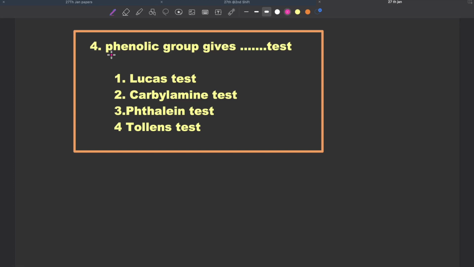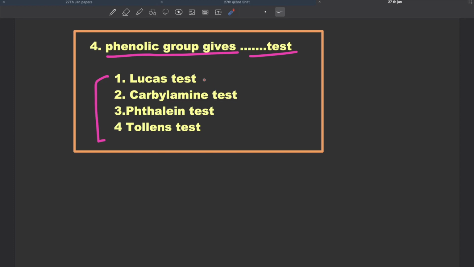Next we'll move to the fourth question. The phenolic group gives what kind of test? Four tests are given: Lucas test, carbylamine test, phenolphthalein test, and Tollen's test. We have to identify which is given by this group.